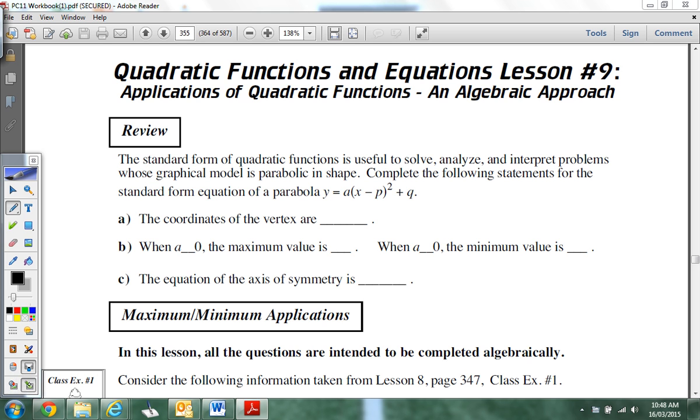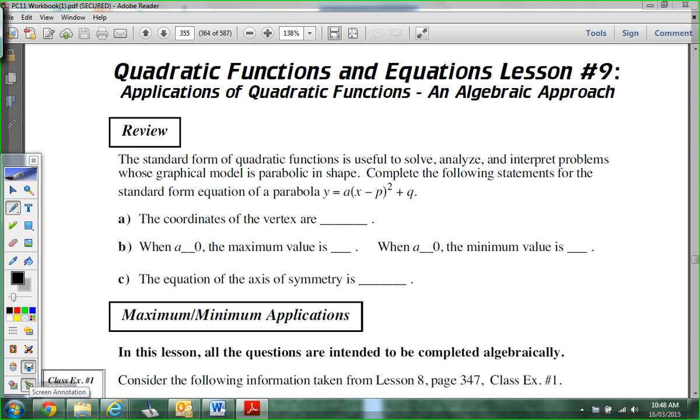So just review, what's the coordinates of the vertex in terms of the general? P, Q. When A is blank, the maximum value is, so when A is what? How do you get a maximum? You get a maximum when your A is negative, right? So it would be less than 0. The maximum value is Q. When A is greater than 0, the minimum value is Q.